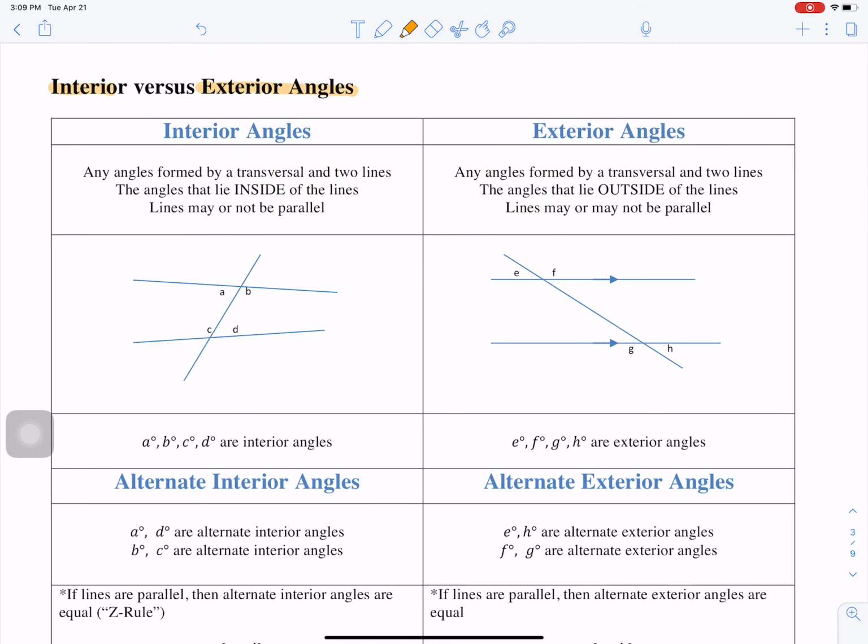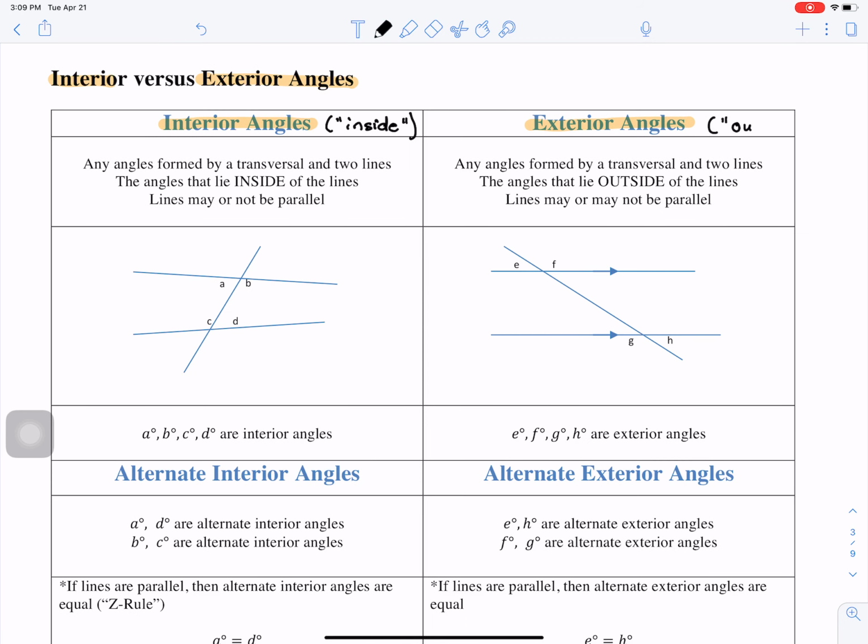Interior versus exterior angles. When I think of the word interior, I want to think of the word inside. When I think of the word exterior, I want to think of the word outside. So when I form an interior angle with a transversal, it's the angles that lie on the inside of the lines that you're working with. And if I'm looking at exterior angles, I'm looking at the angles that are formed on the outside of the lines.